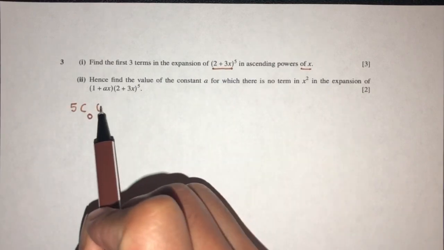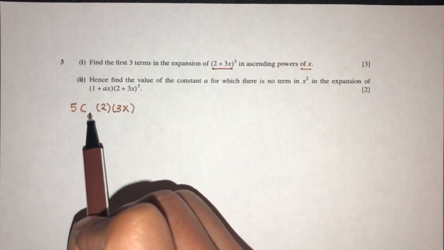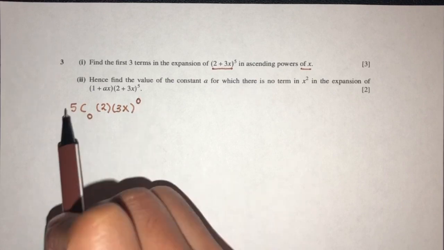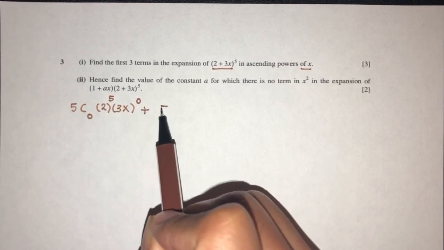And here we have 2, we're at 2. And here we have plus 3x, we're at 3x. Because here we have 0, this will be 0 as well. 5 minus 0 is 5, that will be 5 here. Then the next term will be 5.